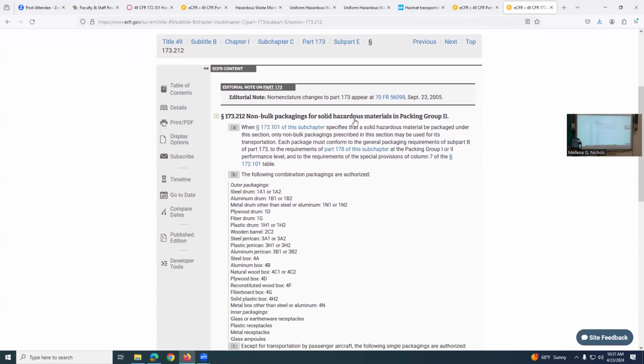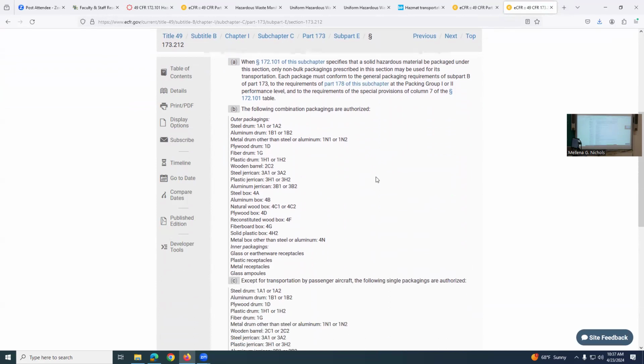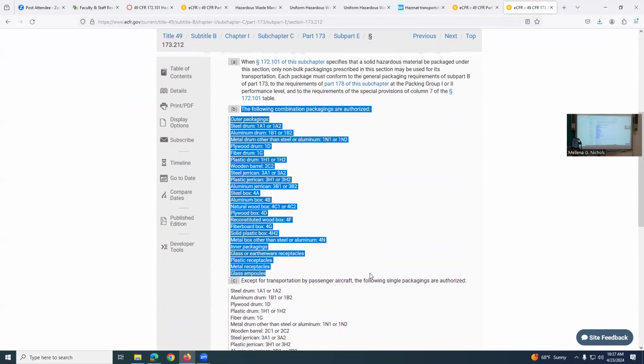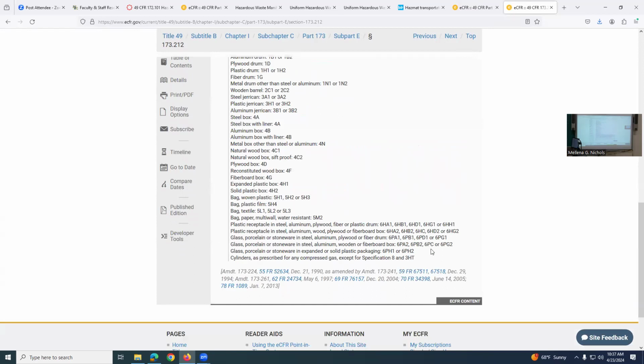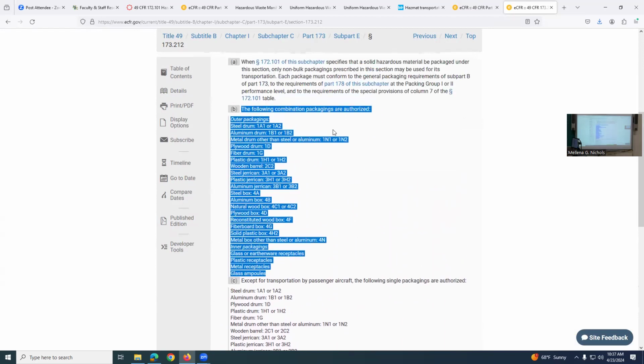All right, so non-bulk packaging for solid hazardous materials that are in packing group 2. This is what the options are for all the different types. The following packages are authorized. These are going to be every different type of container that you could ship that material in, except if you're transporting it by air, which we're not, so you're not going to include this information. Yeah, all of that stuff is just for plane, which we're not doing. So any of these packages would be appropriate for you to be shipping that material in, okay? So you could put in there that any of these materials would be acceptable.